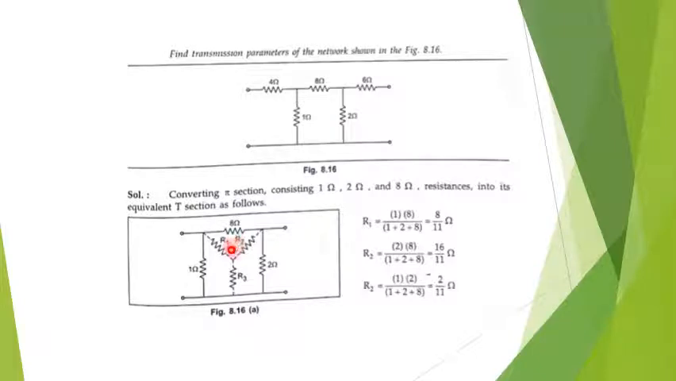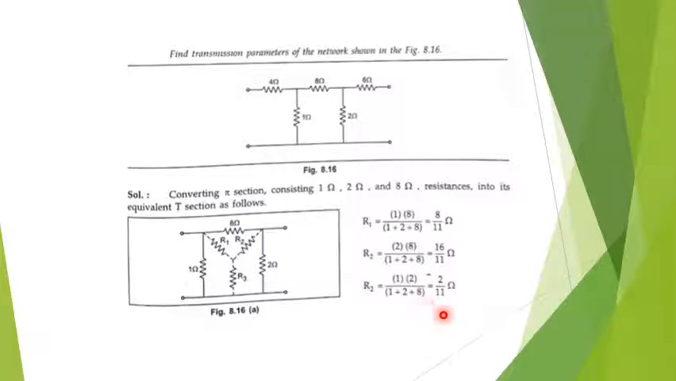So when I do that, the first resistance R1 will be equal to 1 into 8 divided by 1 plus 8 plus 2, which works out to be 8 by 11 ohms. The second resistance in star R2 will be equal to 8 into 2 divided by 8 plus 2 plus 1, that is again 16 by 11 ohms. And the third resistance R3 will be 1 into 2 divided by 2 plus 8 plus 1. So again this R3 is working out to be 2 by 11.